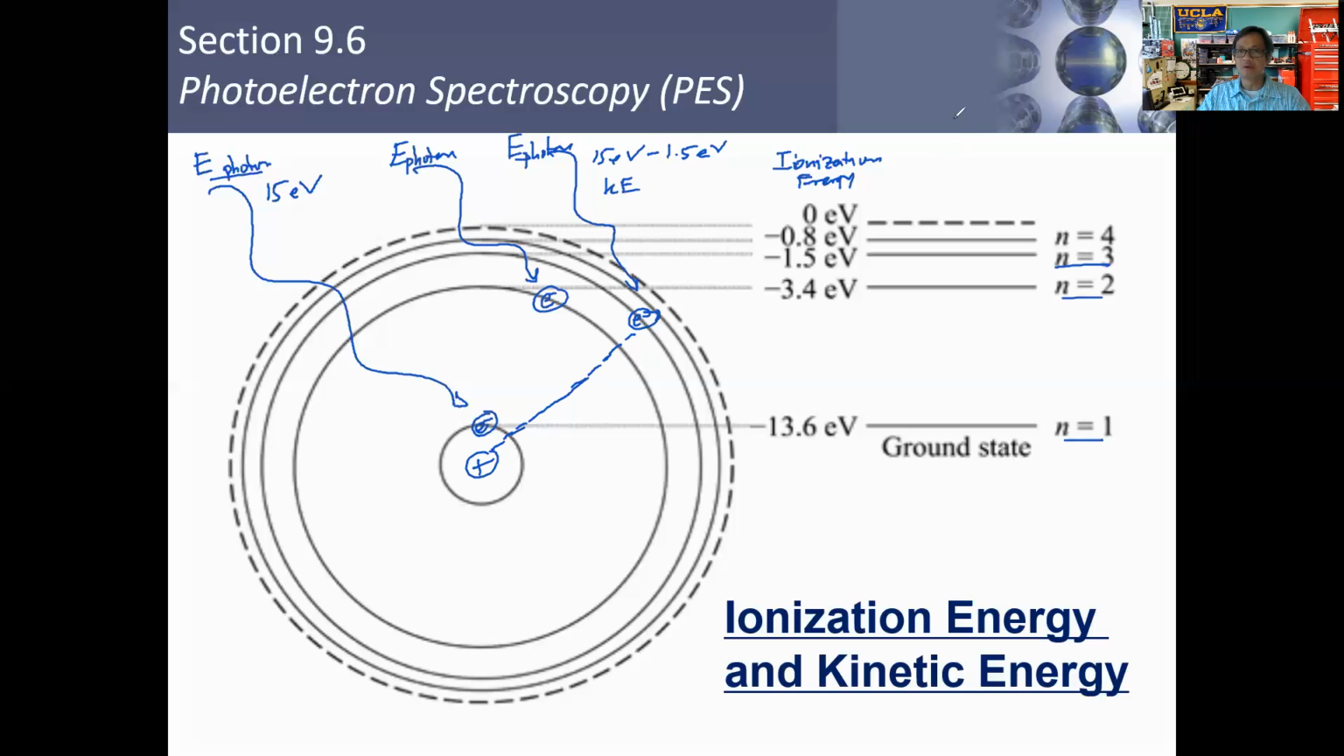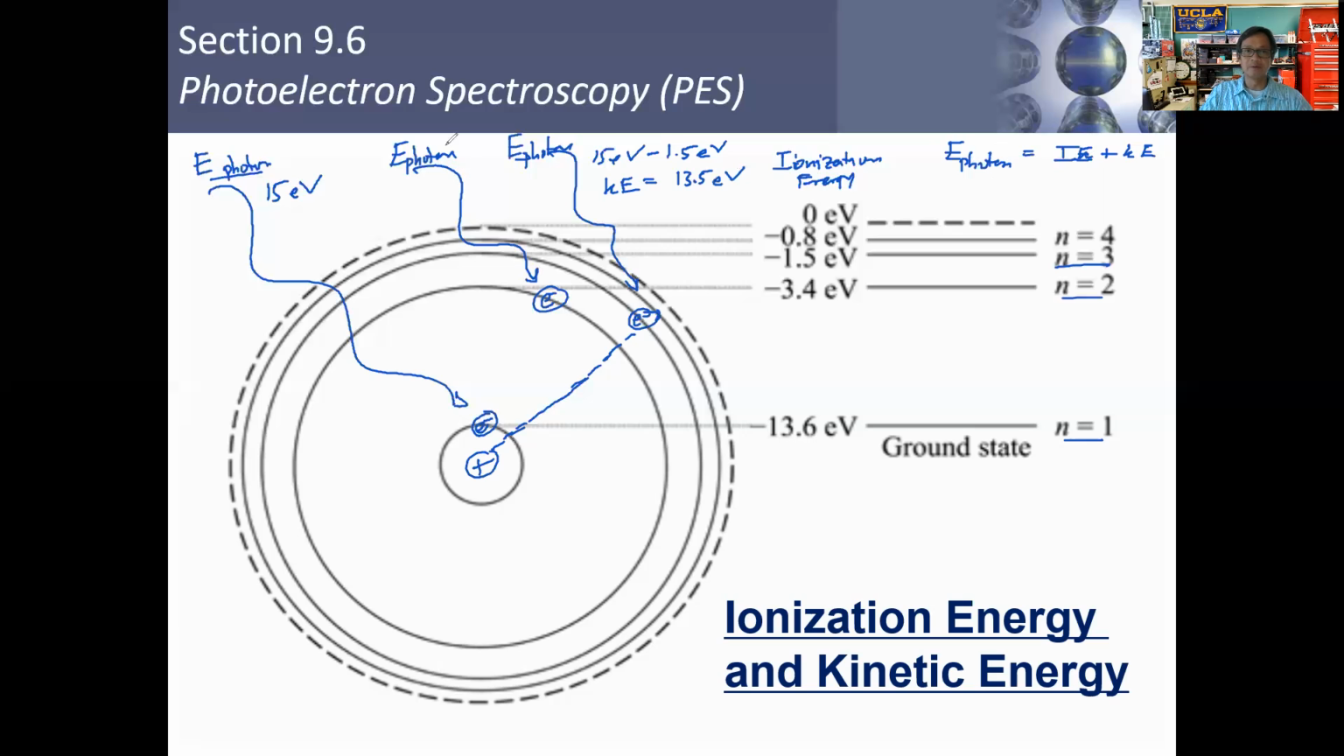Now remember, the equation we're working with is that the energy of the photon is equal to the ionization energy plus the kinetic energy, and that's what we did in the previous example. Here, if we have the ionization energy, we can calculate the kinetic energy by subtracting the ionization energy from the energy of the photon. So let's do that really quickly: 15 minus 1.5 electron volts is 13.5 electron volts.